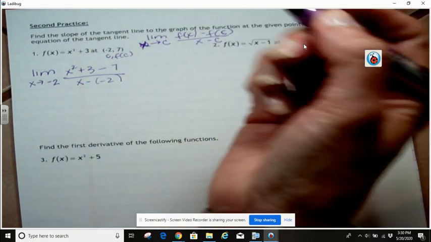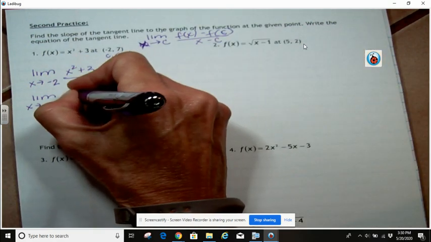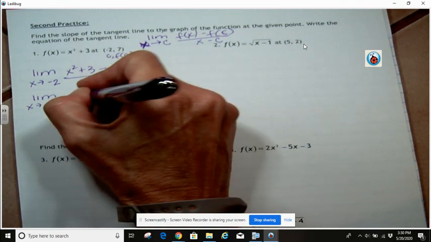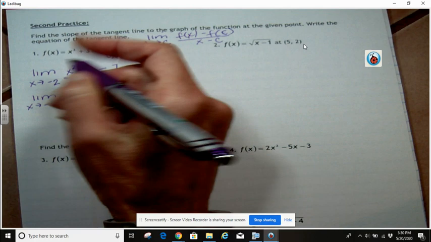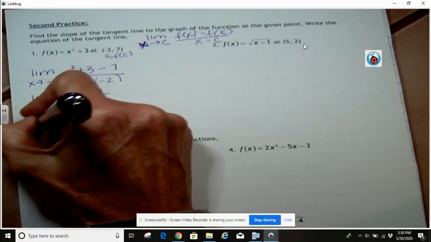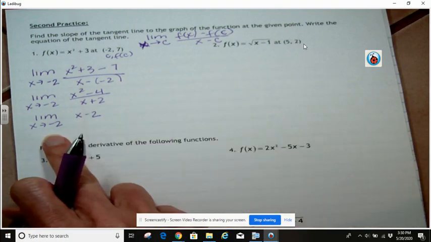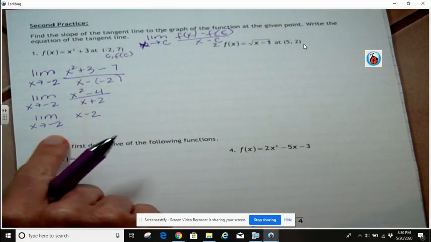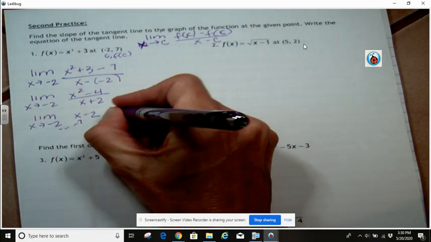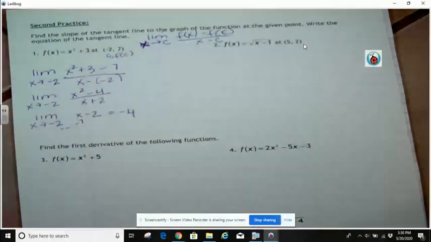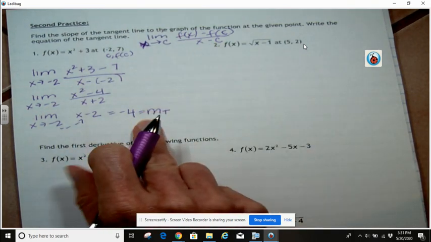All right, so that's the limit as x approaches -2 of x squared minus 4 over x plus 2. So x squared minus 4, that factors into x plus 2 times x minus 2. And when you reduce, you'll just have x minus 2. And then now that you have to do the limit part, you substitute in the negative 2. And so you get negative 4. Negative 2 minus 2 is negative 4. So that is the slope of the tangent line at that specific point.